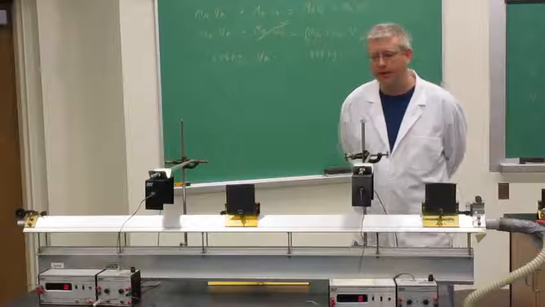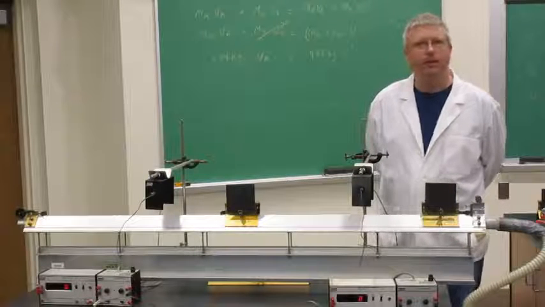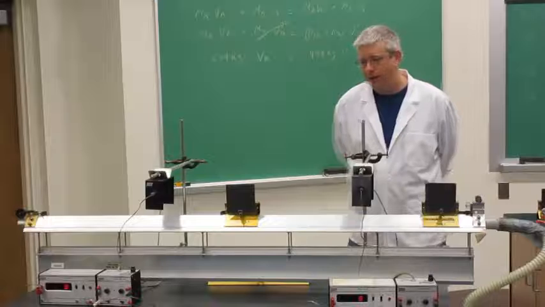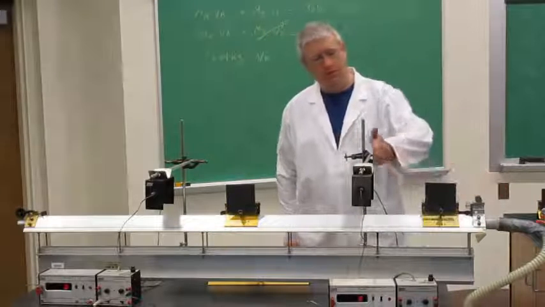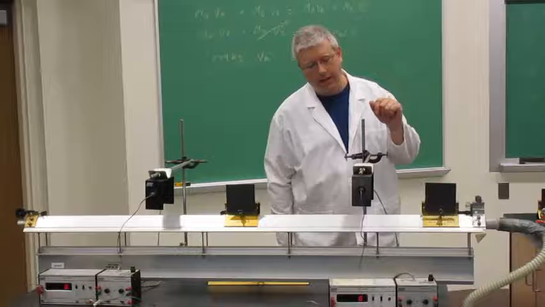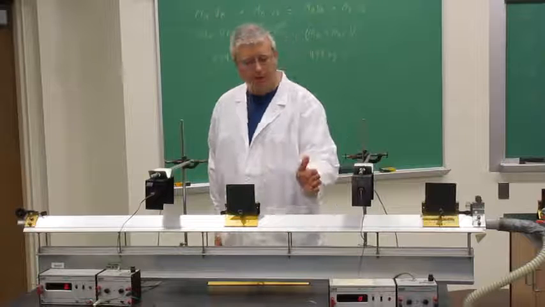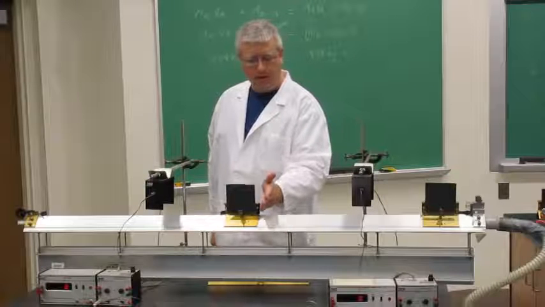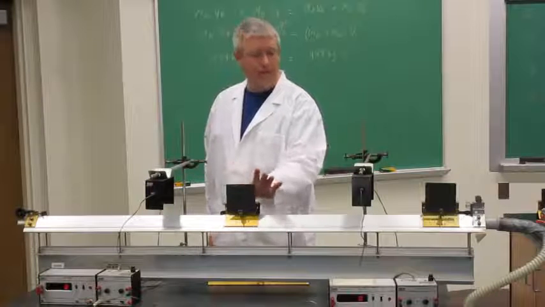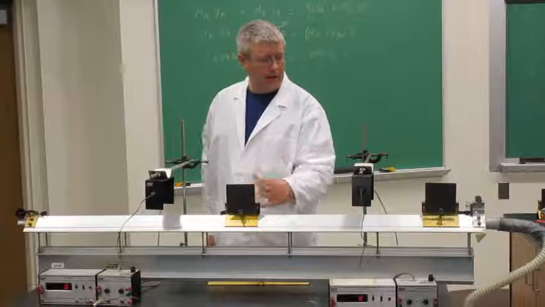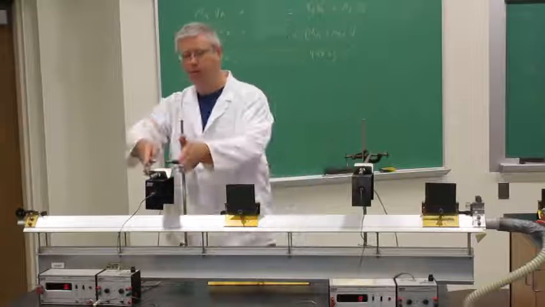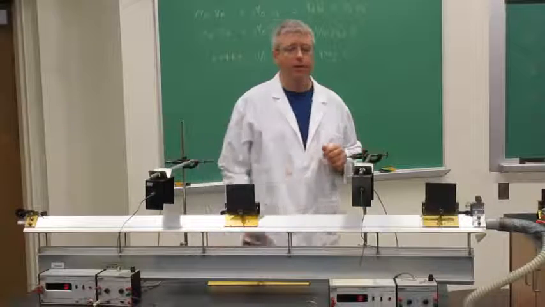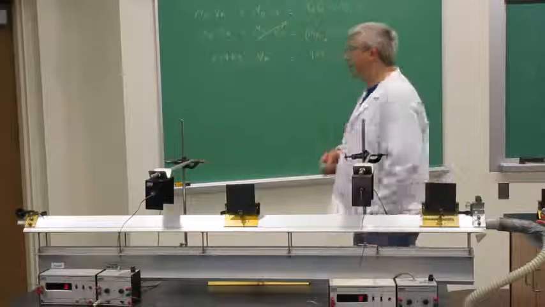We're going to do an inelastic collision. So we're going to have one cart move with an initial velocity through the first photo gate and get its speed, and it's going to collide with this cart, same mass, but it'll be at rest. Then they'll form one large mass, go through the second photo gate, and we'll get their combined speed afterward.